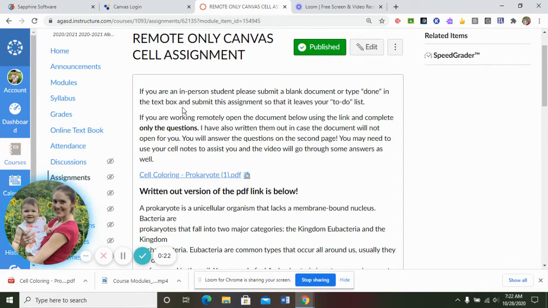So I tell you here, if you are an in-person student, please submit a blank document or type done in the text box and submit the assignment so that it leaves your to-do list. If you're working remotely, open the document below using the link and complete only the questions. I've also written them out in case the document will not open for you. You will answer the questions on the second page.